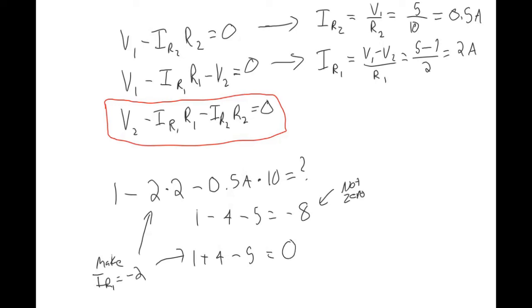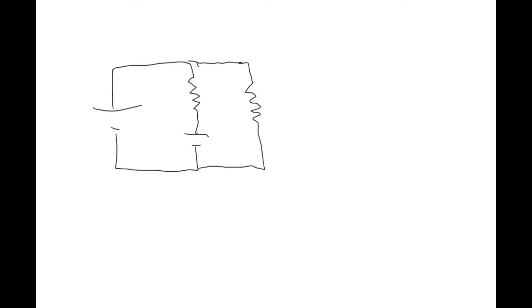So what this tells us is that this 2 amps should be negative. And if we look back at our circuit diagram, which looks something like this, we had guessed that the current flowing through the middle leg went down. But what we've just seen is that the correct current actually flows up through the center leg.